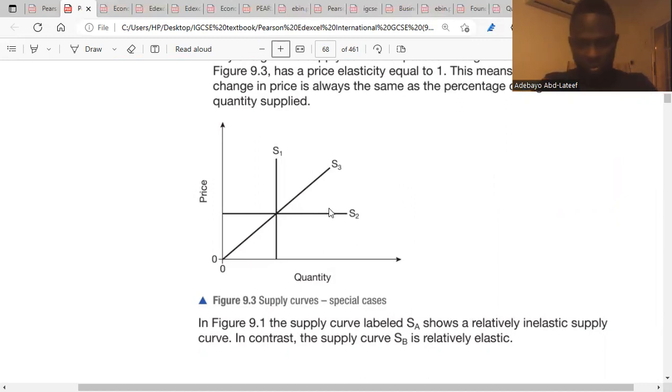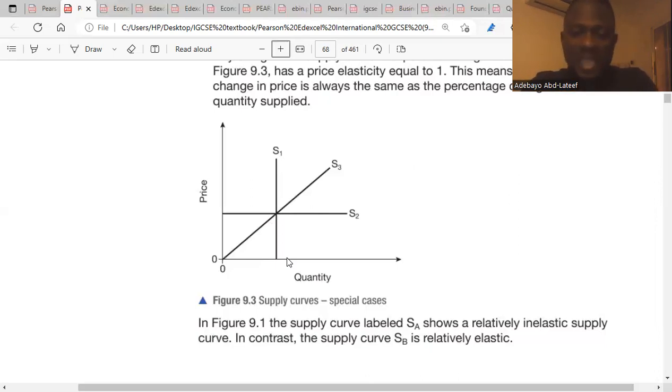For S2, which is horizontal, it is horizontal because firms or producers are willing to change the quantity supplied as a result of a change in price. At any given price, firms are willing to supply more. You see, it is horizontal. So the quantity supplied in the market could increase from 0 to whatever it wants to increase to, as much as the price increases. Do you get the point here?